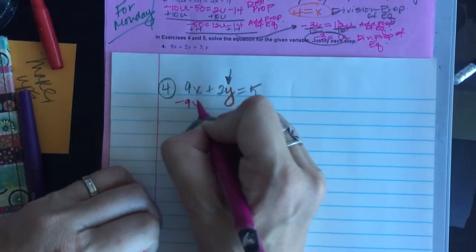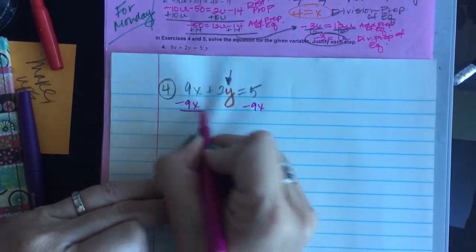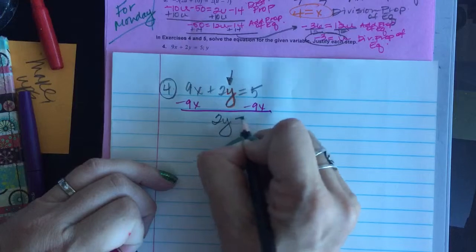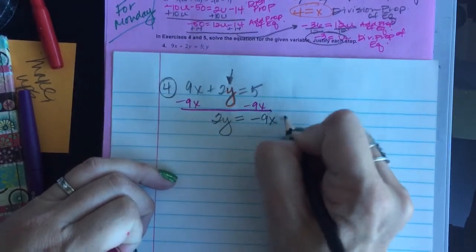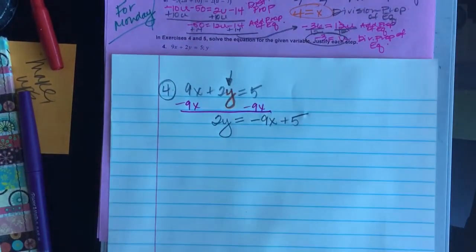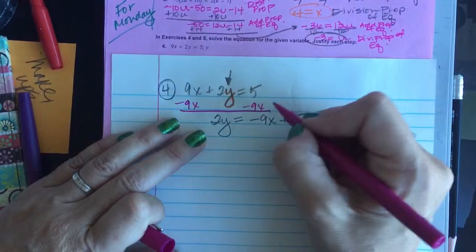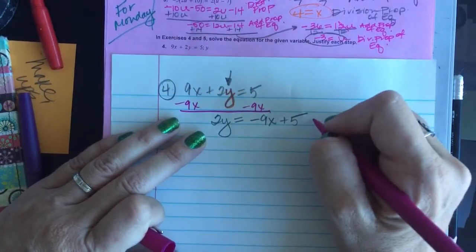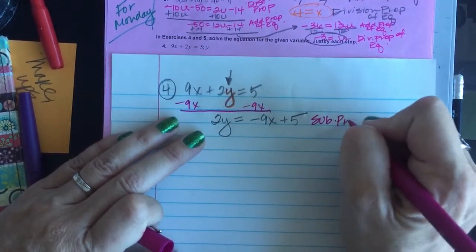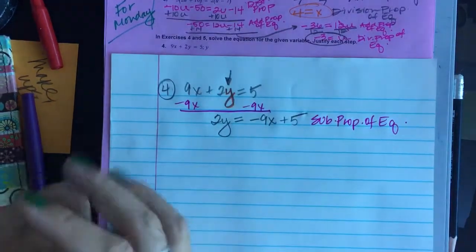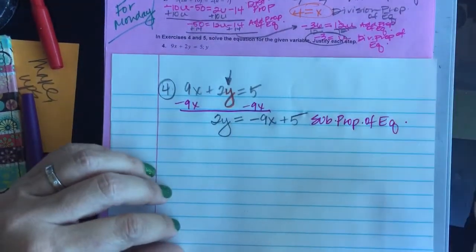I'm going to take 9x's away from both sides. And the best thing I can do right now then is just write this as 2y equals. I'm going to put negative 9x plus 5, only because this is a typical setup, y equals mx plus b, that linear idea, and I recognize that. What property justifies what I did? Subtraction property of equality, because we still have to keep justifying it. As long as we subtract on both sides of the equal sign, we're all set.